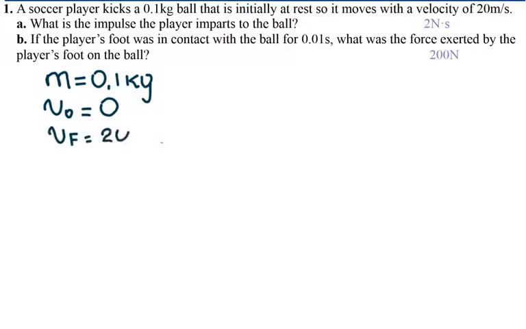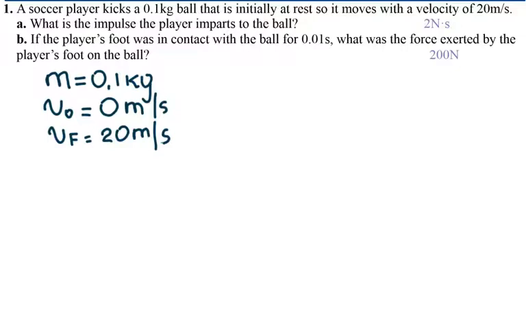Here's the first example we will do. A soccer player kicks a 0.1 kilogram ball initially at rest. So the mass is given. At first I'm going to write down everything that is given. The mass of the ball is given, and initially at rest, I know the initial velocity is 0. It moves with a velocity of 20 meters per second, so now I know the final velocity is 20 meters per second. And it's good to write the units.